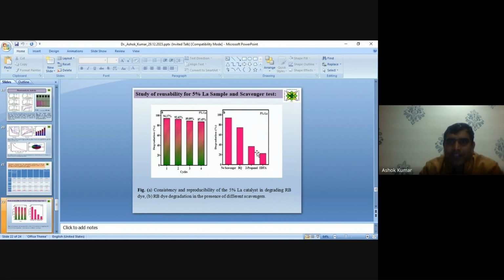We can see that in the case of RB dye, the OH radicals and holes are mainly responsible for the degradation of the dye, because benzoquinone captures the oxygen radicals. So oxygen radicals are being captured, yet we are still getting high degradation efficiency.